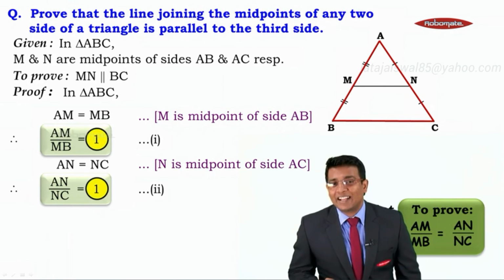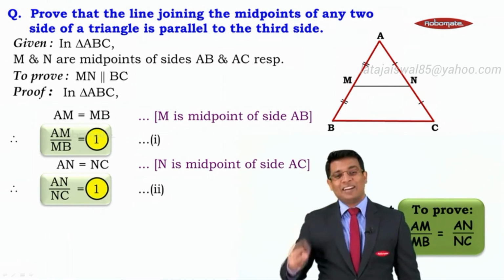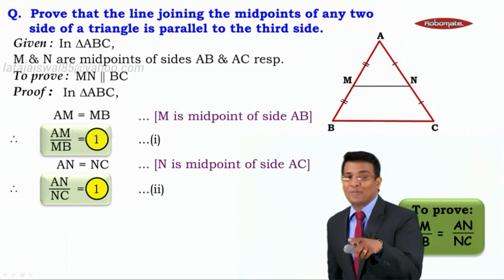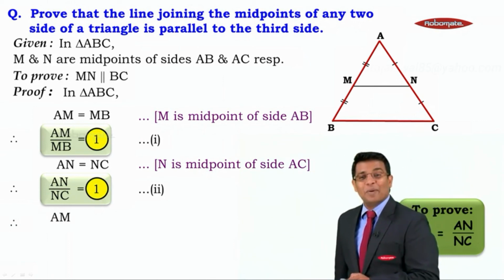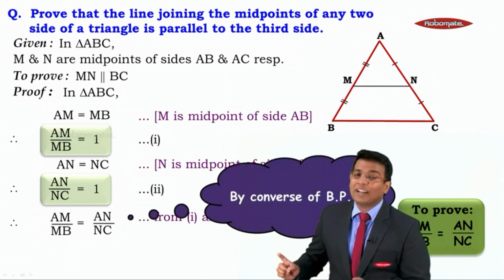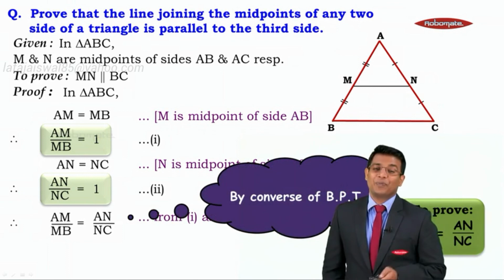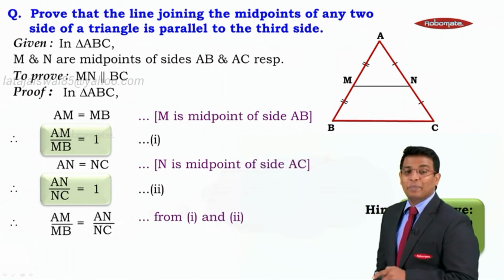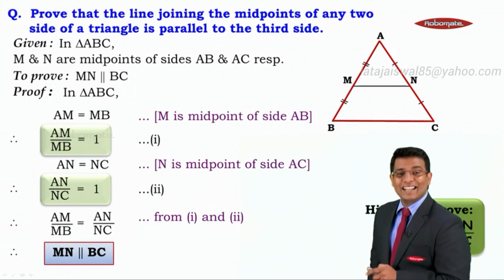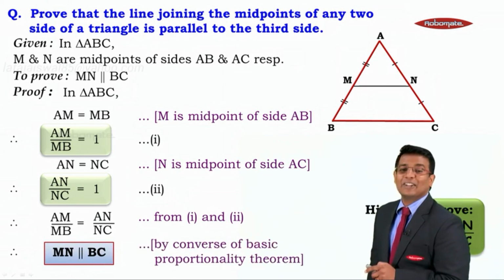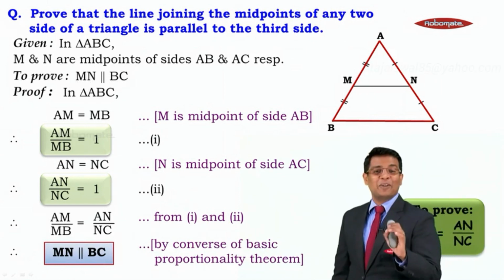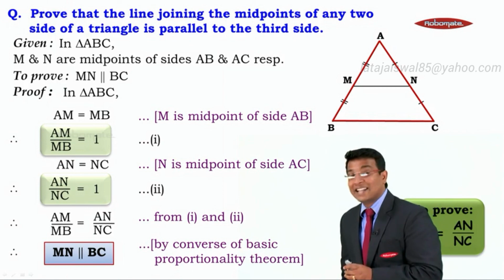What do we get? We get the right hand sides are equal, that is 1 and 1. Right hand side equal means the left hand side will also be equal. That means you'll get AM upon MB, this ratio is equal to AN upon NC, and this we got from 1 and 2. So now by converse of BPT, we can say that MN is parallel to BC. Yes or no? Yes, that is by converse of basic proportionality theorem. That is where we get MN is parallel to BC. Wasn't this simple? Easy, right?